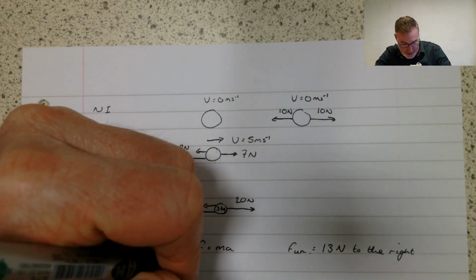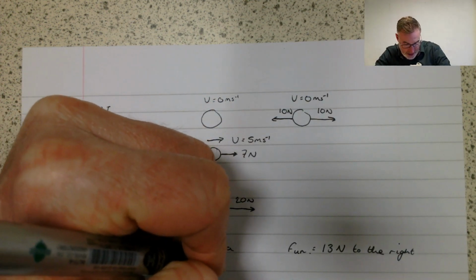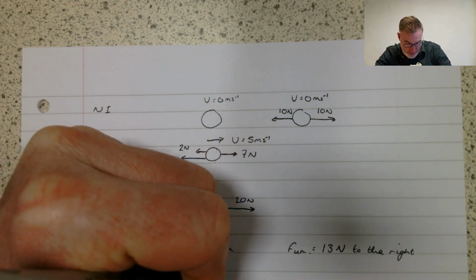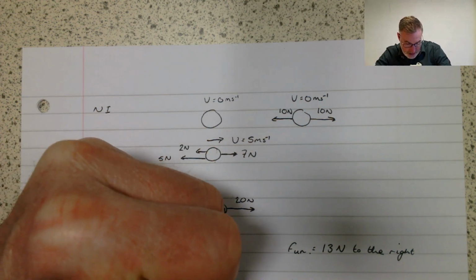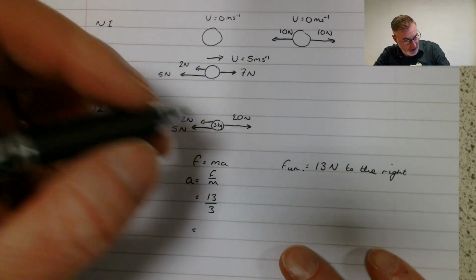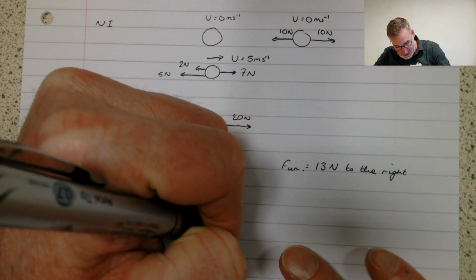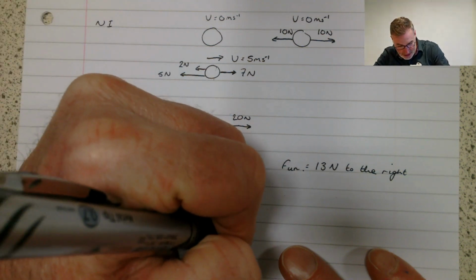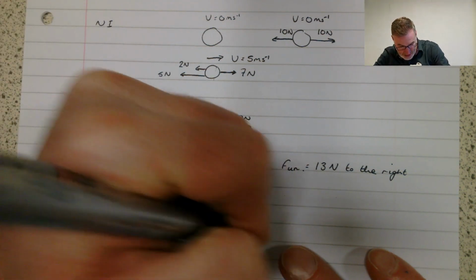And then if we want to work out an acceleration, a is equal to F over m. We're going to have 13 over 3, which gives us 4.3 meters per second squared.